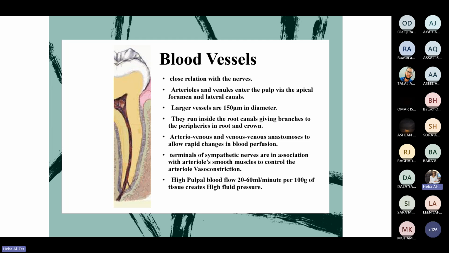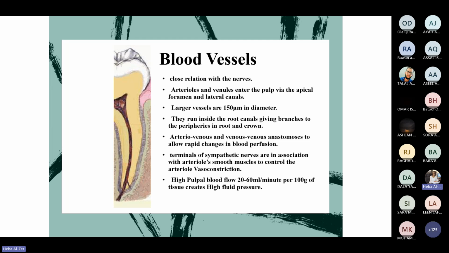So there are arterioles and venules that branch the whole way until they reach the coronal part, where they branch profusely and make a plexus. There are larger vessels, almost 150 micrometers in diameter. And when you look at a histological section, you will know that this is actually big. There are terminals of sympathetic nerves in association with the arterioles, because these sympathetic nerves control arteriole vasoconstriction by controlling the smooth muscles of the arteriole.